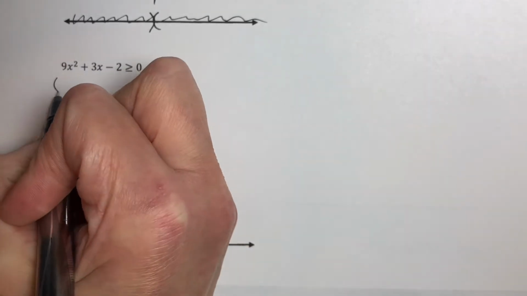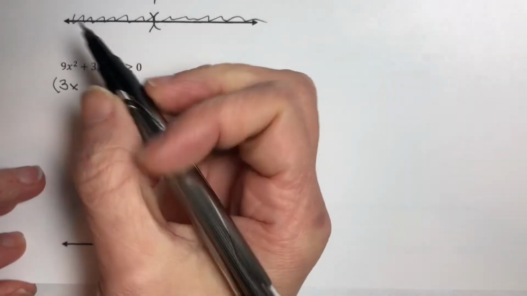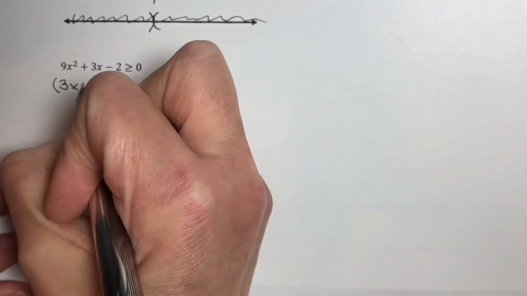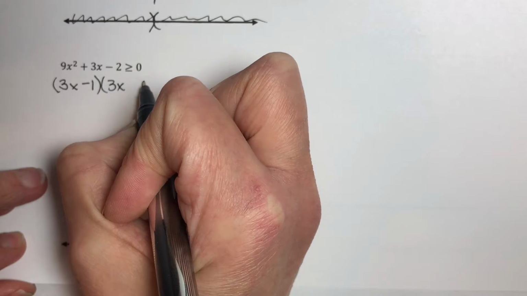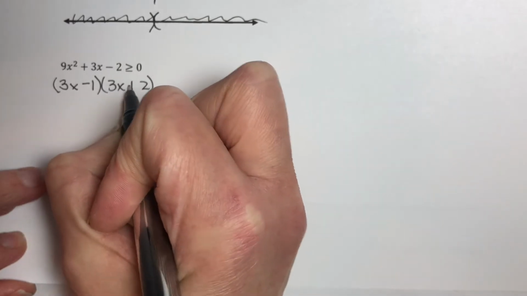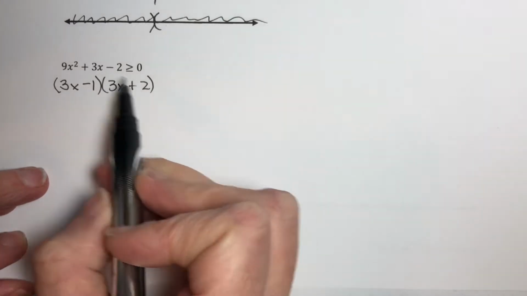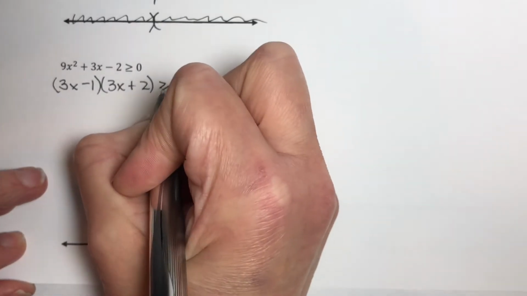Well, this factors as 3x minus 1, 3x and a 2, and that's going to have to be a plus, right? So that would be negative 3 and 6. Yeah, that's right. Greater than or equal to 0.